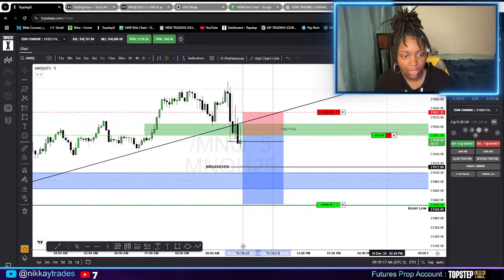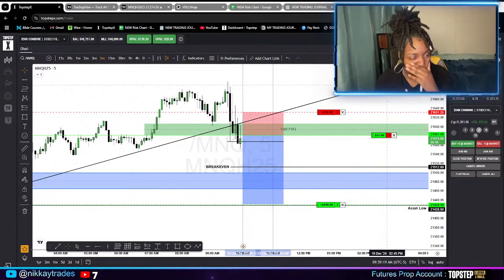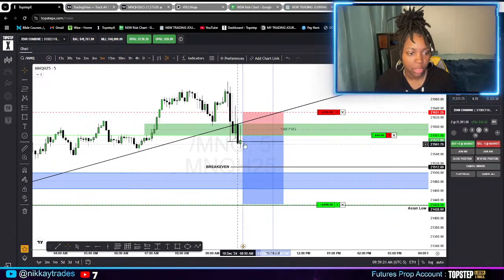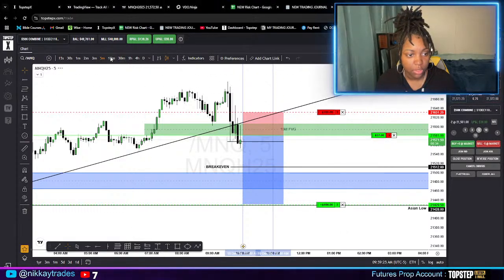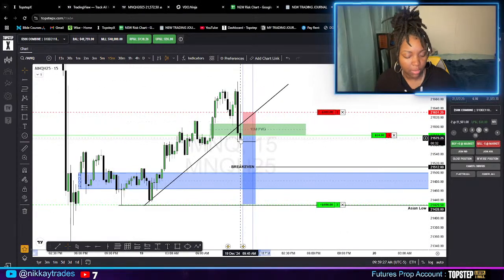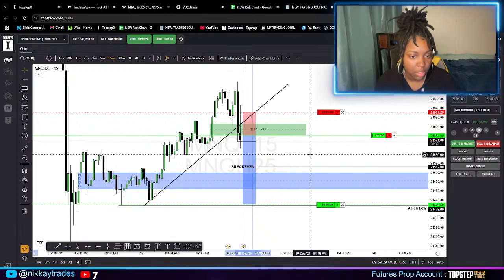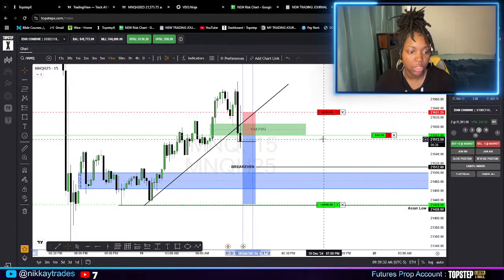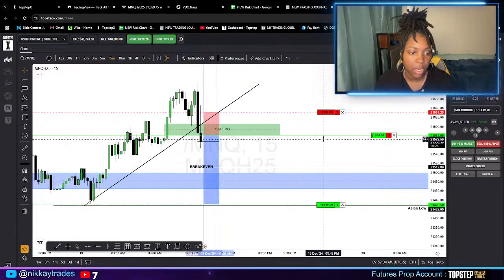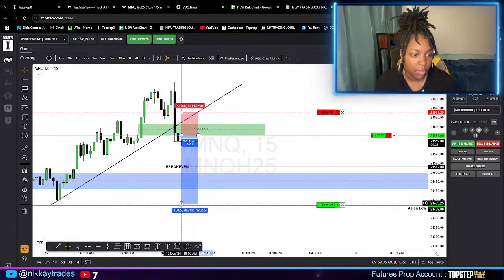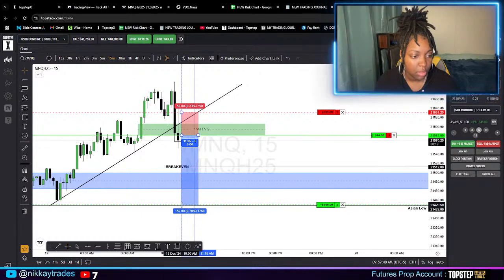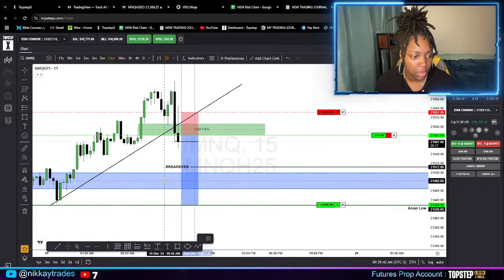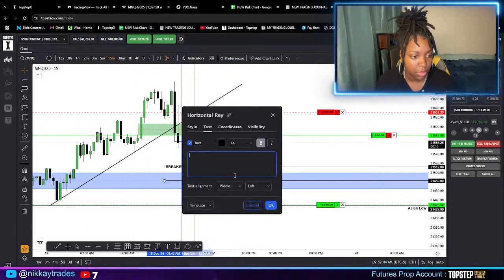Nice rejection. I like that. It did break these lows right here. It's still respecting this 15-minute fair value gap right here. It's inverting it. I just need it to crash. I do want to mark out my original TP. I know it's halfway, so I'm going to put original TP.